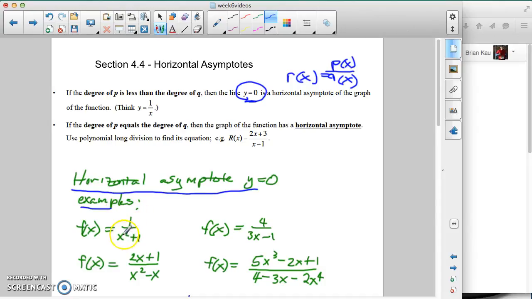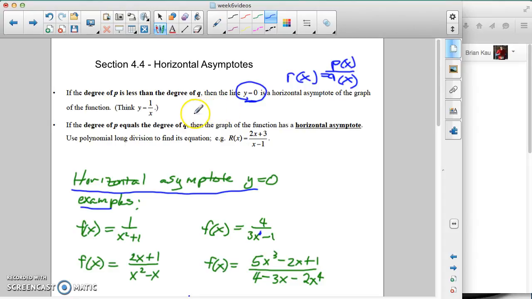Here we got x squared on the bottom and no x's, so that's definitely got a bigger power on the bottom. The degree on the top is less. Here we have a power of 1. That's definitely bigger than this one. Here we have a power of 2, and this is a power of 1. Here we have a power of 4, and that's a power of 3. Therefore, the top one is less than the bottom one. So any of those have a horizontal asymptote of y equals 0.